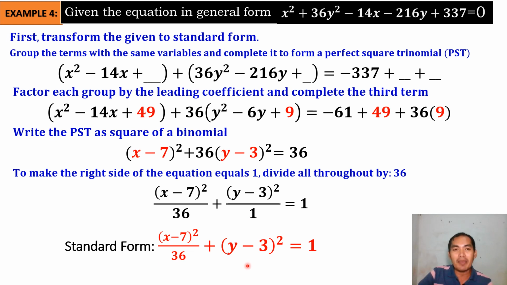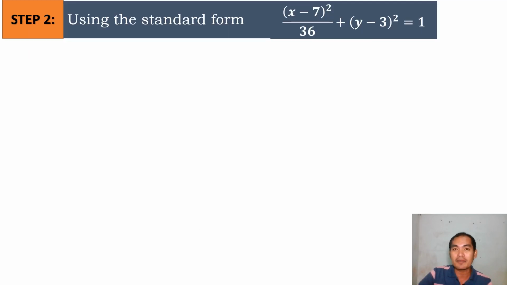The next step here is to determine the value of A, B, and C and complete all the coordinates which are very essential in graphing the ellipse. So we have this standard form.